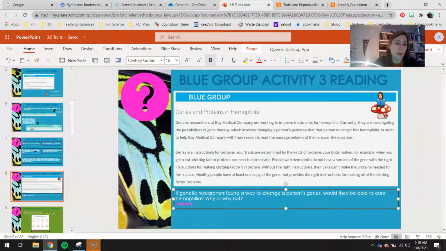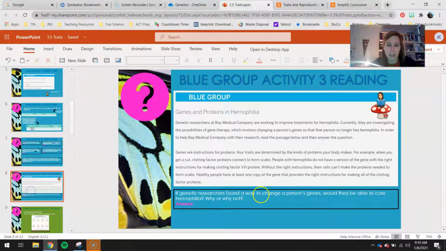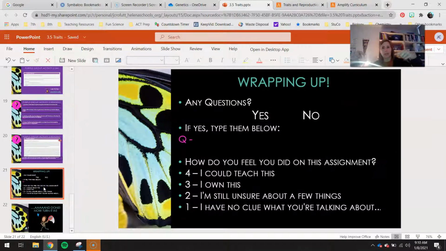Use what you guys learned with messing around with Greg. You guys changed Greg's proteins and you guys changed Greg's genes. So if we changed a person with hemophilia's genes, could we cure them of hemophilia and they never have to have those injections again? All right, finally, scroll down to slide 21.